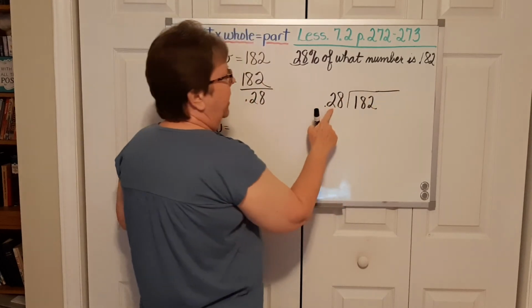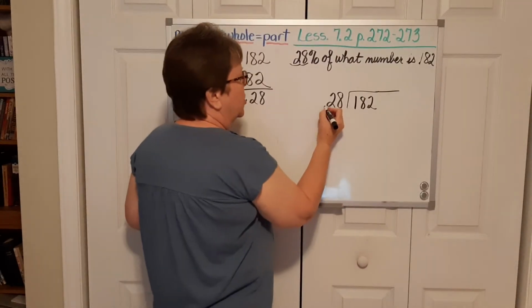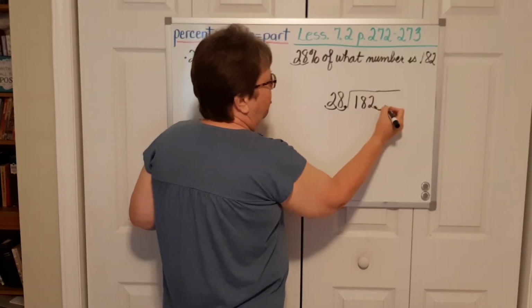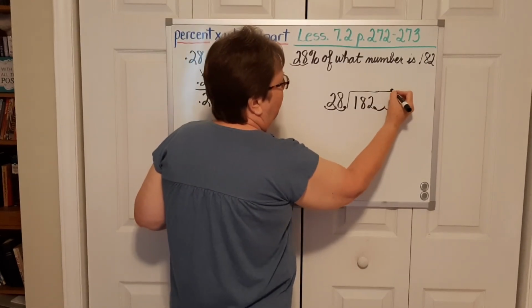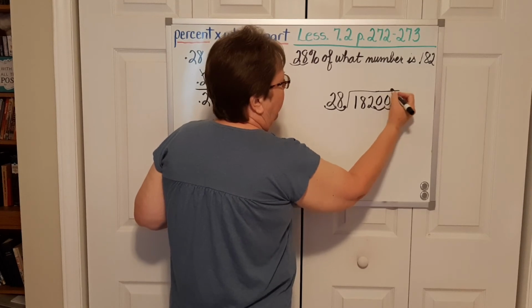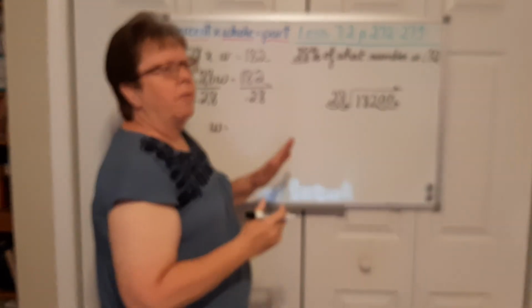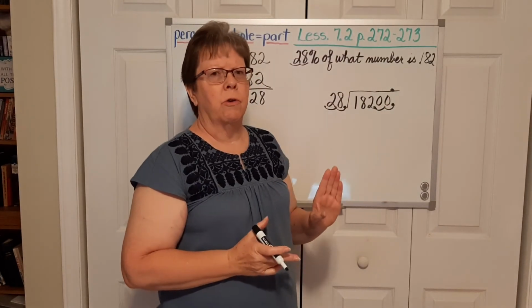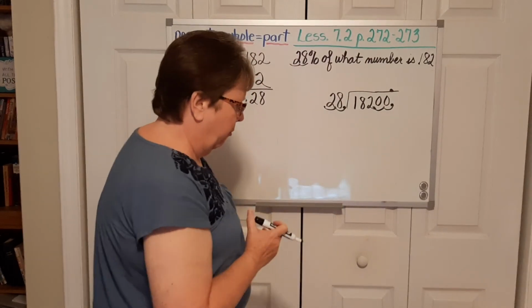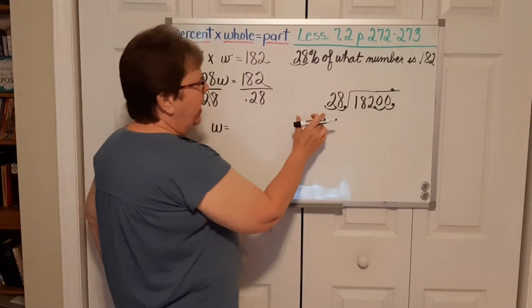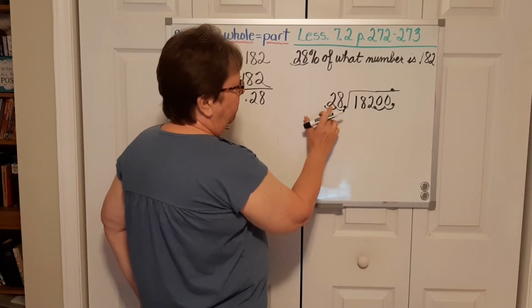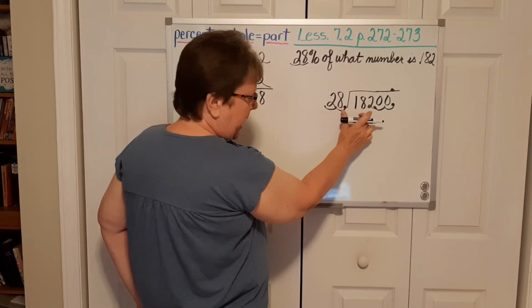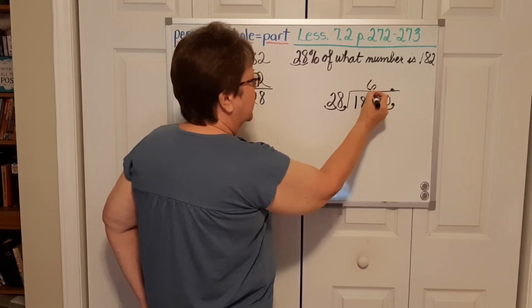Okay, again, we've got to make our divisor a whole number. So we have to move our decimal point 2 places to the right and then 2 places to the right here as well. And always, before you divide, put your decimal point in your quotient where it belongs so that you don't forget to do that. Now 28 can't go into 1. It can't go into 18, but it can go into 182, and that would be 6 times.